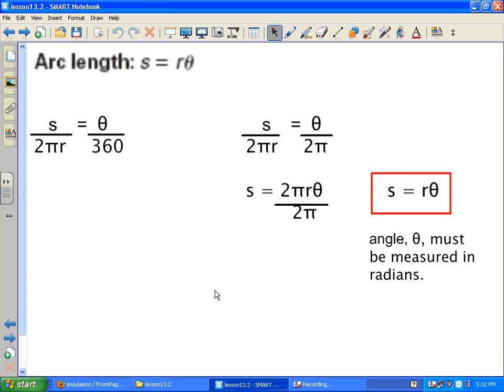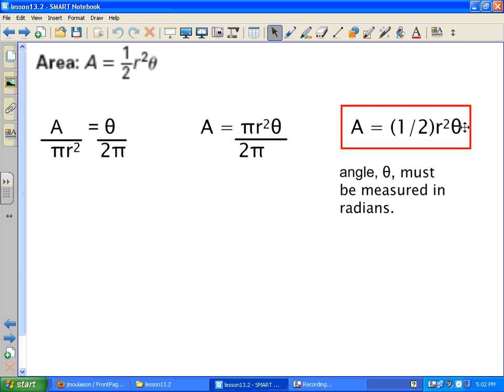Once again, this angle theta, because I replaced the 360 in the proportion with 2 pi, must be measured in radians when I use this formula. If I'm given an angle measure in degrees, I'd have to convert it to radians first before I use this formula to calculate the area of a sector.